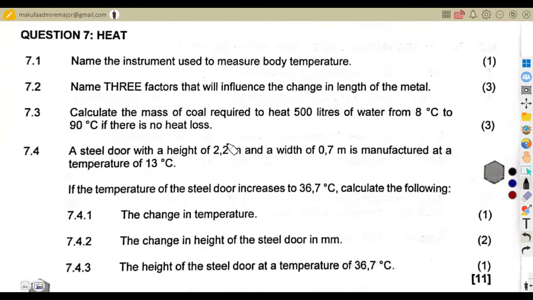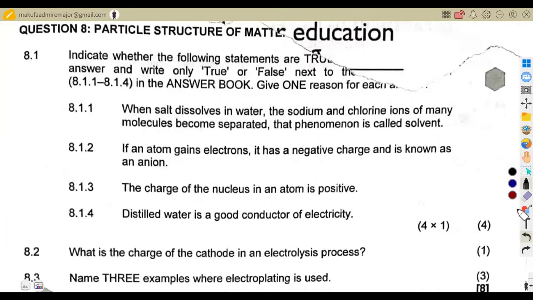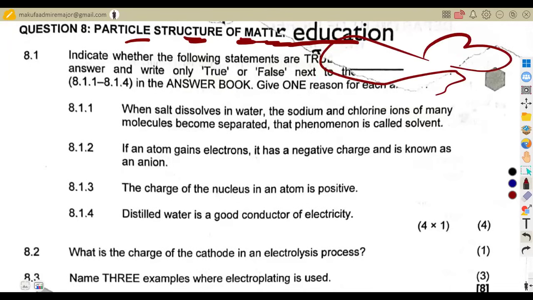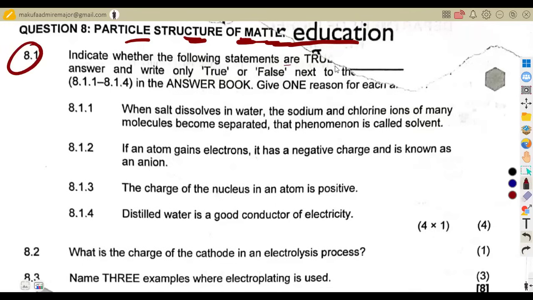All right, then we move on to the other part of the question. In this case, question number 8 was about the particle structure of atomic matter. This one was affected here, I don't know what happened there. Anyways, they were supposed to indicate whether the following statements are true or false. 8.11, when salt dissolves in water, the sodium and chlorine ions of many molecules become separated. That phenomenon is called a solvent. This is actually true.